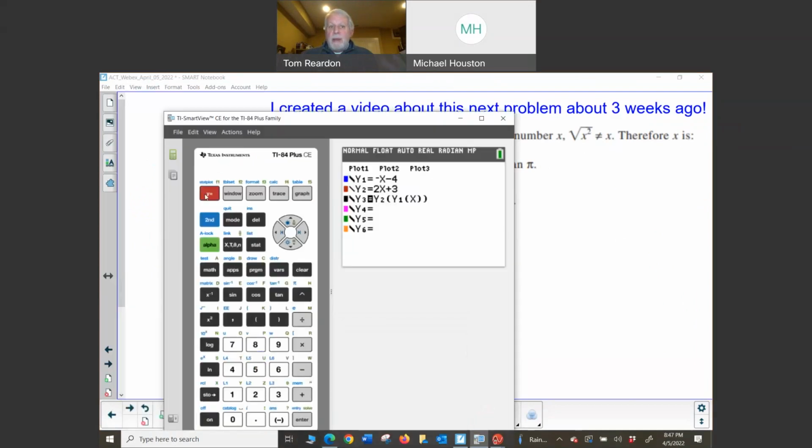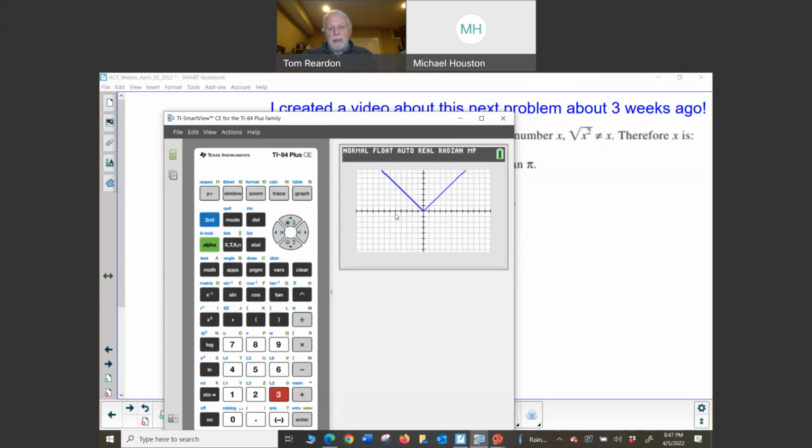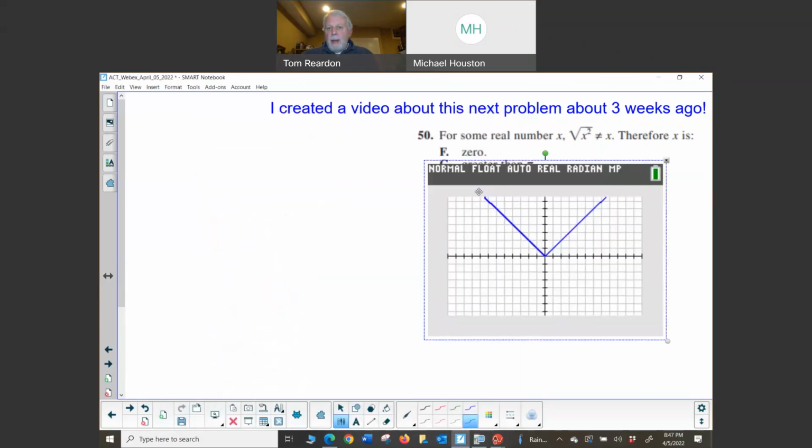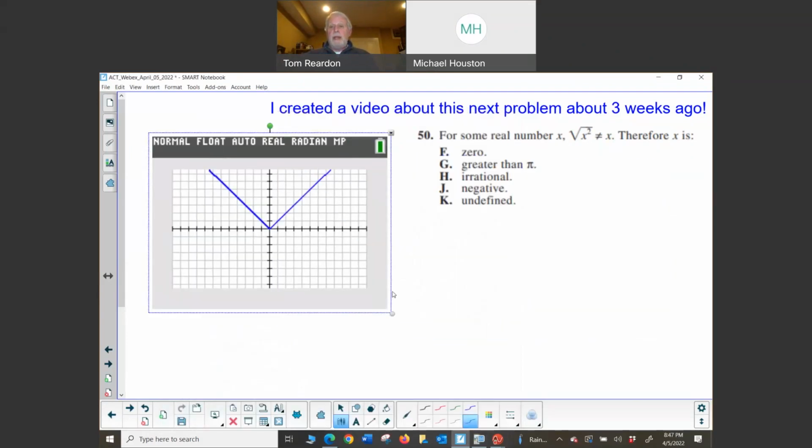So to me, one of the best ways to show this is to actually graph the square root of x squared. So in y1, I'll go back and take the square root of x squared. And let me just go ahead and see if this works. There we go, back to my normal one. And for some students, it's like, are you kidding me? This can't be right.